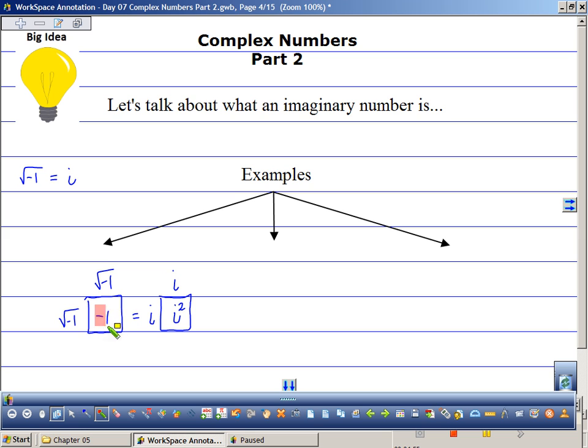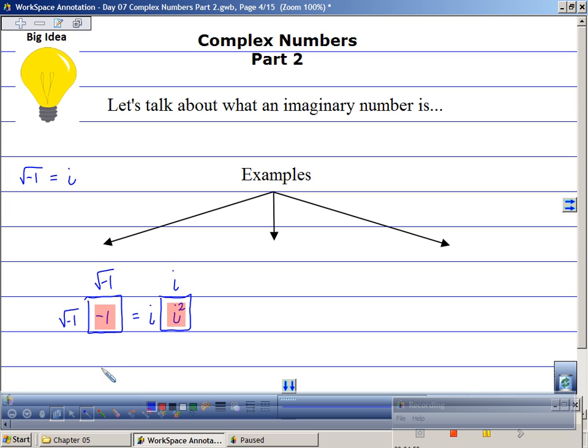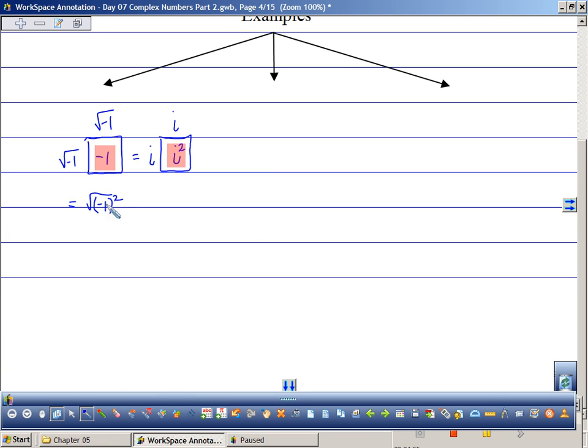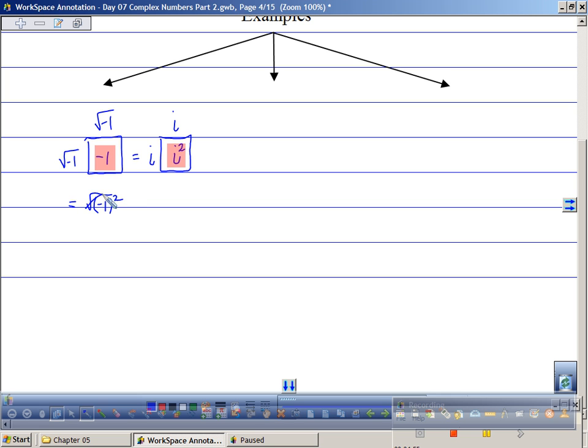This is why, because square root of -1 times square root of -1 is the square root of -1 squared. You see that? Now this is exactly why we use I. You see what I'm saying? So a square and a square root cancel each other out, right? Which is just -1. The reason we use I is for that exact reason, right?